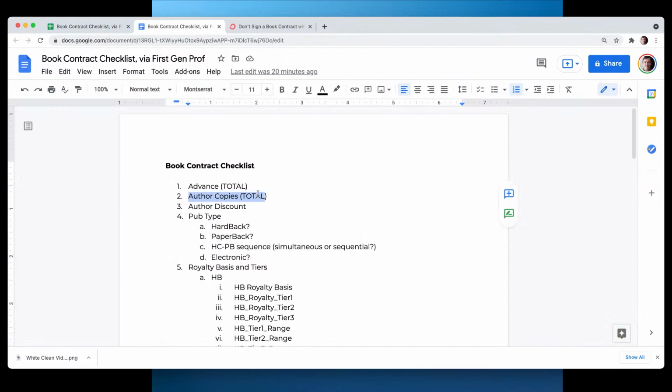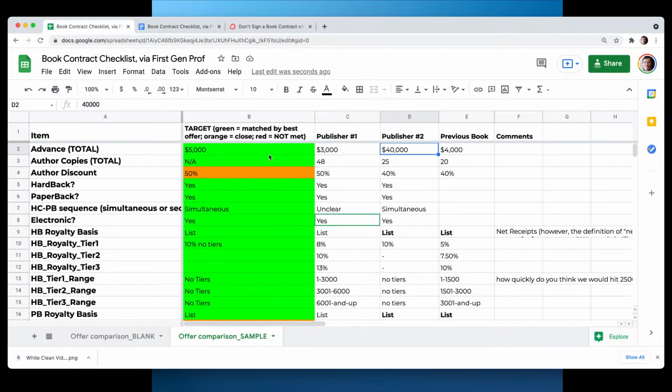The number of author copies. This is not a super big deal, but let's say you don't have a large advance. Maybe let's say that in some cases you get no advance. There are some first-time authors. For my first book with the University of California Press, I did not receive an advance. I have received advances since then.